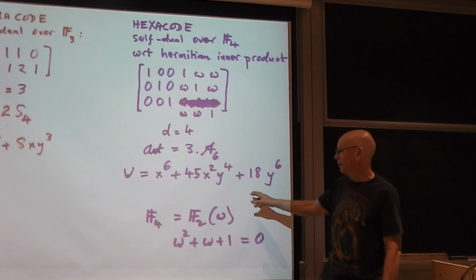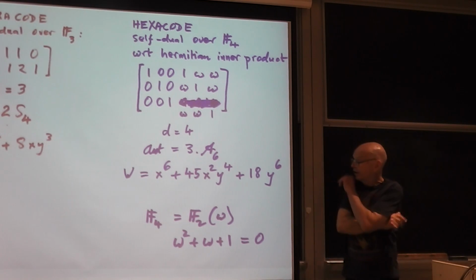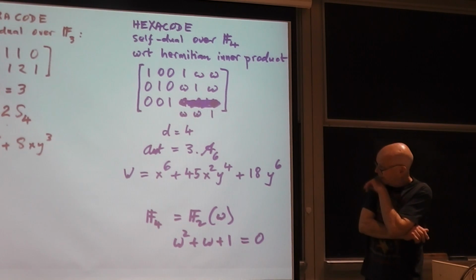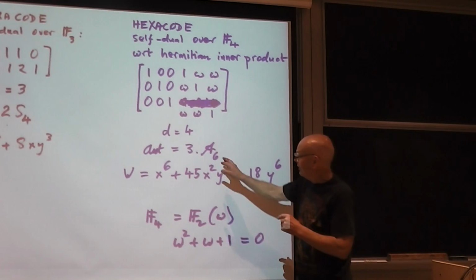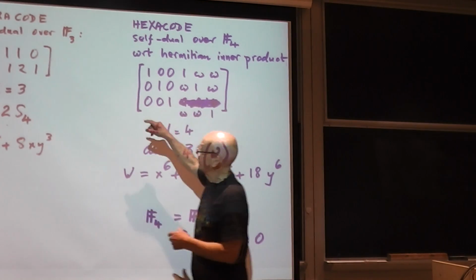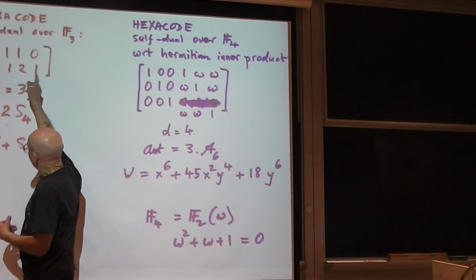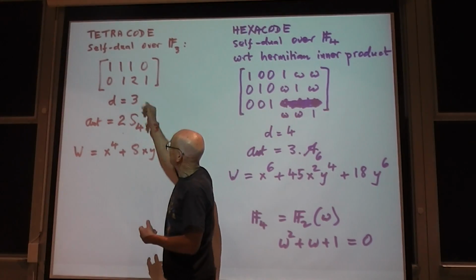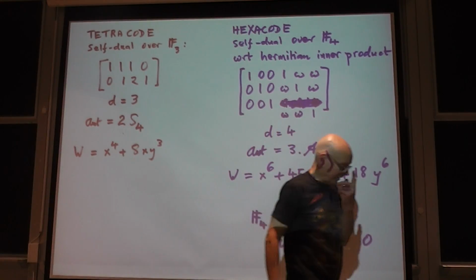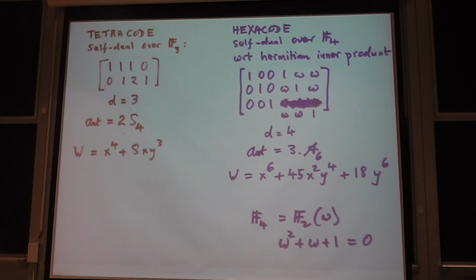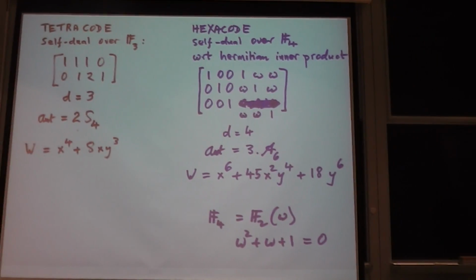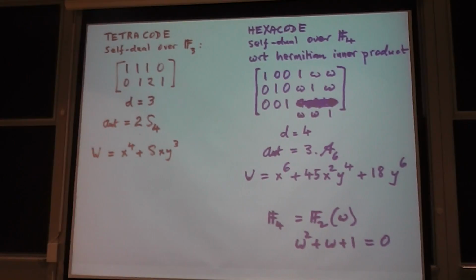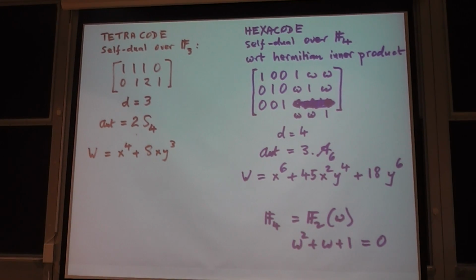It's got weight enumerator x to the 6 plus 45 x squared y to the 4th plus 18 y to the 6. It's got the alternating group acting on the coordinates, whereas this only had the symmetric. I mean, this had more. Here you could permute all the coordinates freely. There you can only take even permutations of the coordinates. And this has dimension 3.